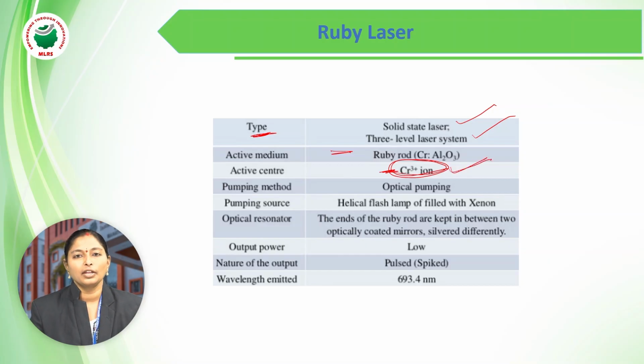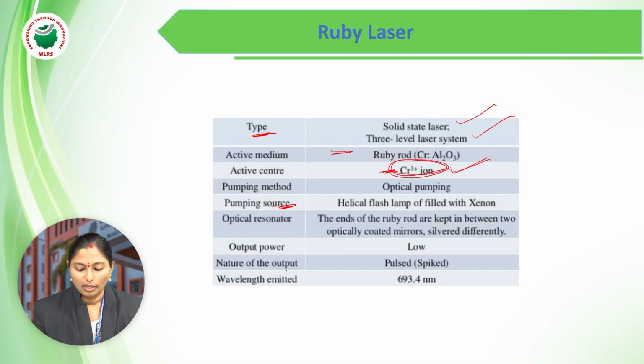The pumping method is optical pumping with the help of a flash lamp. What is the pumping source? We are using a flash lamp filled with xenon, that means a xenon flash lamp, as our pumping source. And two mirrors we are using as an optical resonator.